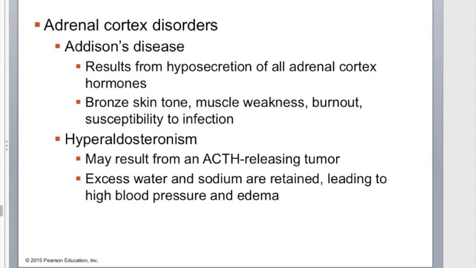Addison's disease is also sometimes related to stress. It can be a stress disease or a stress response. You've got your hyperaldosteronism. That's a horrible one to say. That is usually from a tumor, and a tumor that releases too much ACTH. It causes water and sodium to be retained, which seriously increases blood pressure and causes swelling within your system.